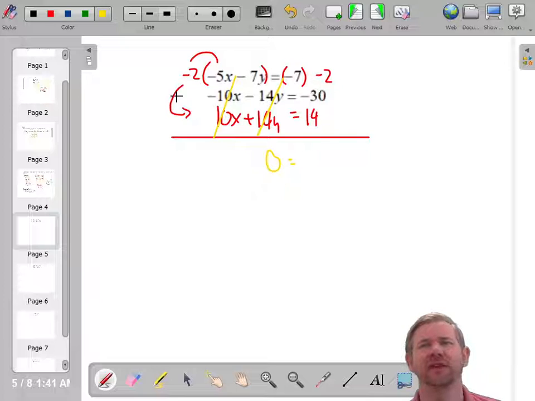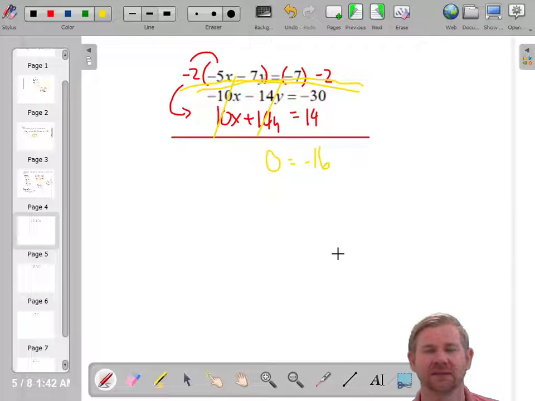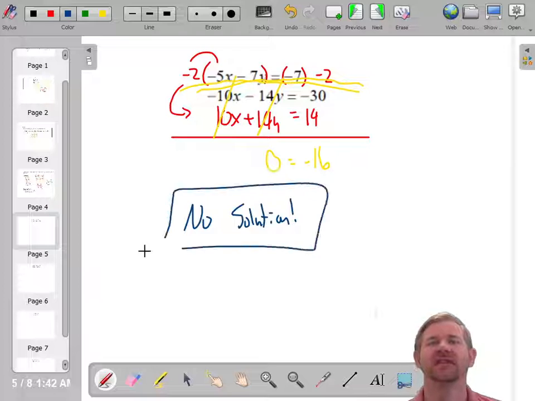And negative 30, I'm looking at these two, not this guy. So these two. Negative 30 and 14 make negative 16. 0 equals negative 16. No, it doesn't. No matter how hard 0 tries, it's never going to equal negative 16. Something must be going on here. And what's going on here is there is no solution to this problem. These are parallel lines. No solution. Okay? So if you see that you have one where you get a false statement like that, there's no solution to this. These are parallel lines.